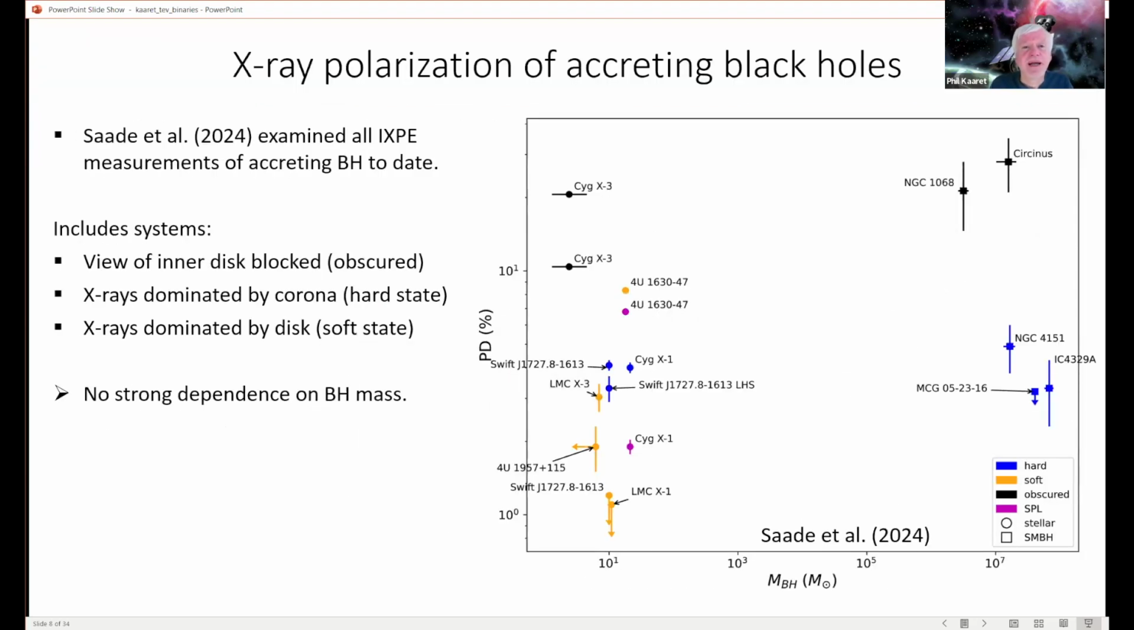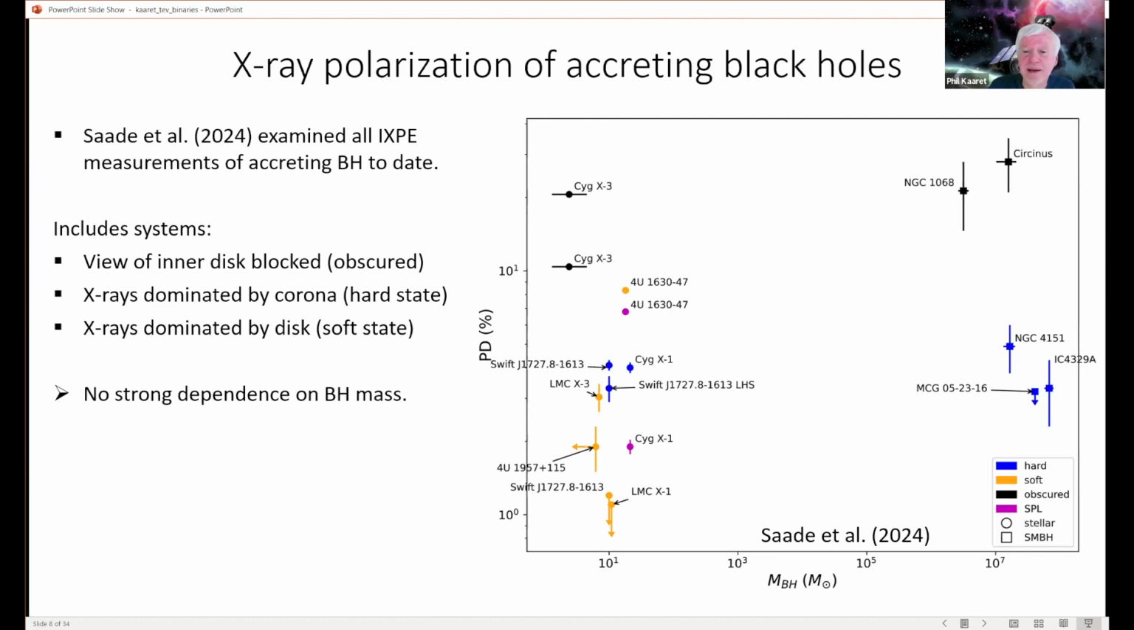Okay, and then IXPE has now acquired enough observations of accreting black holes that we can do a population study. And such a study was done by Linny Sade, who's a postdoc here at Marshall Space Flight Center. She's in her second year and applying for jobs. And if any of you have a position, I do recommend her for the position.